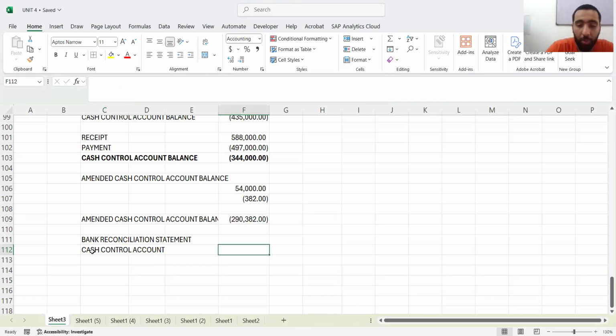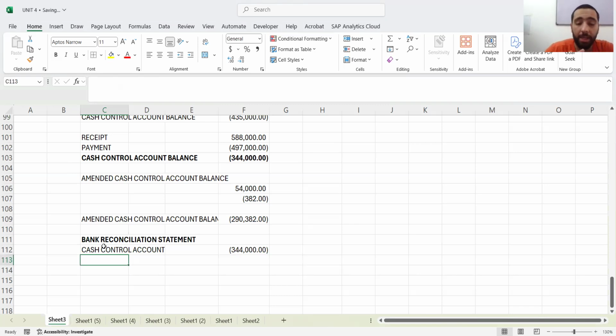So this is how much? Minus 344,000. Very simple. And then what you have to do? Can you all see my Excel sheet? I hope so. Cash control account 344. Now you have to go backwards. Whatever is there in the receipt and payment journal but not in the bank statement. Come on, there are three things.